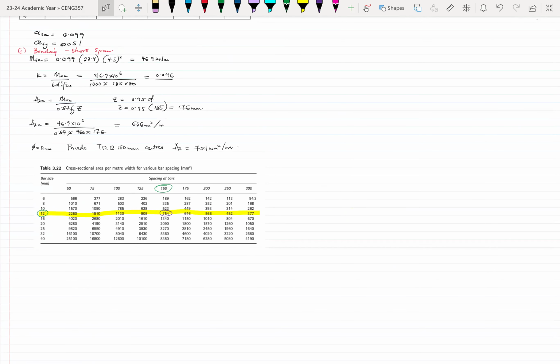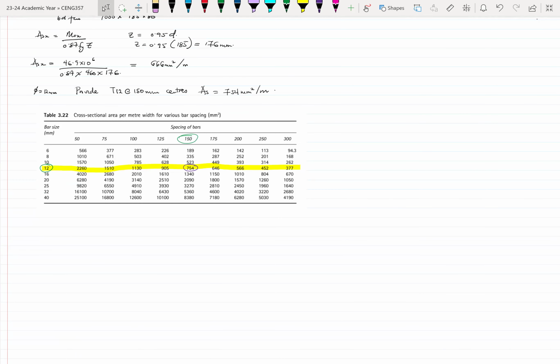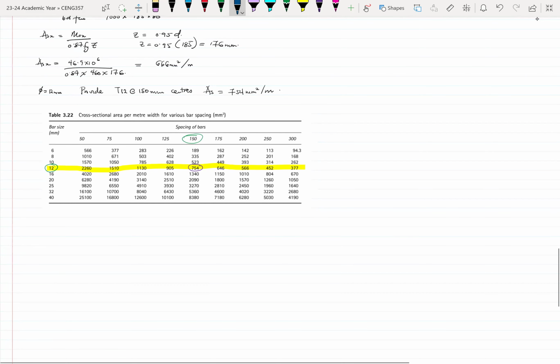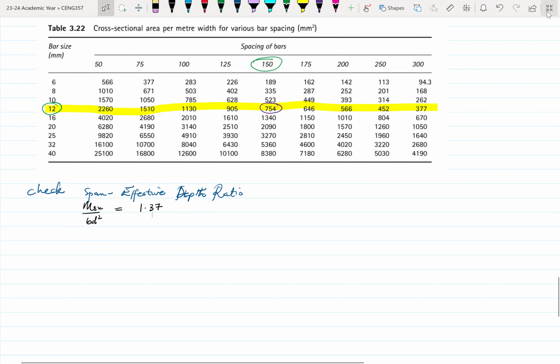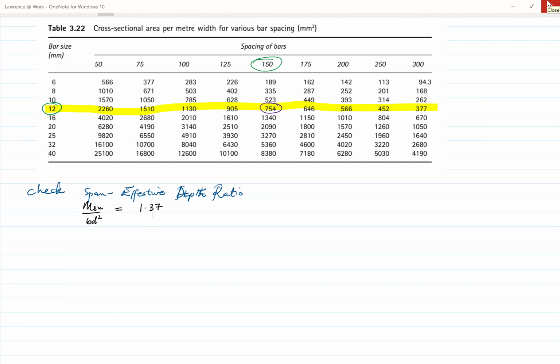We can check the span to effective depth ratio, just to make sure that everything is correct. So let's just check that on the side. Let's check the span effective depth ratio. We can find our MSX over just BD squared, and that should give us I think 1.37. And then from there we can go into the table. I prefer that we see the tables as they are in real time so that we appreciate what is going on with our computations.